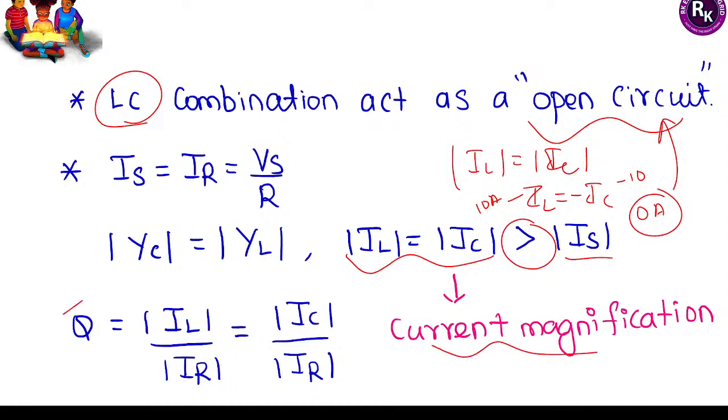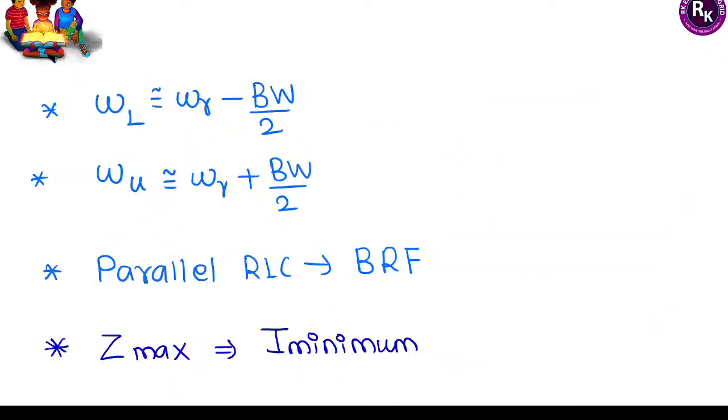And these are all the formulas to calculate the quality factor. At resonance, the source current will be equal to the current flowing through the resistor. That will be equal to the supply voltage divided by the resistor. Okay. And at resonance, we know capacitive susceptance, this is called susceptance, equals inductive susceptance. Got it? That's all. Next.